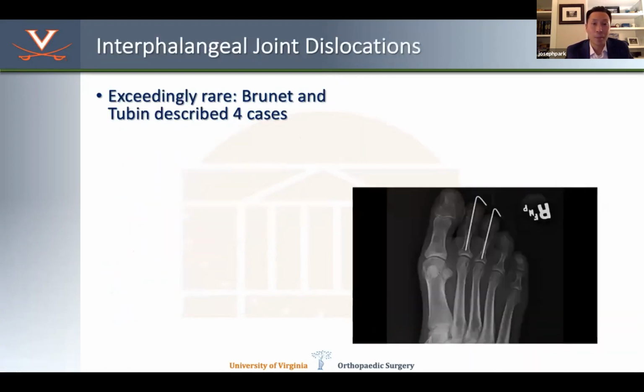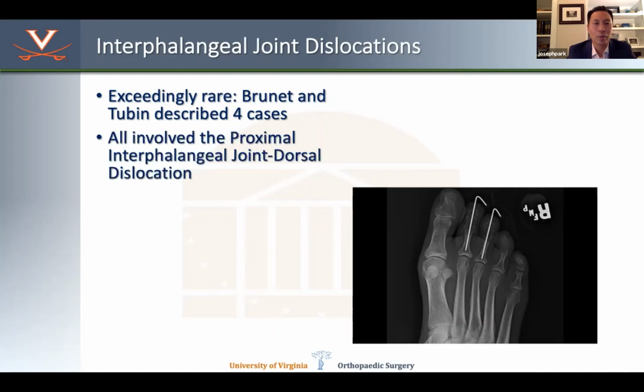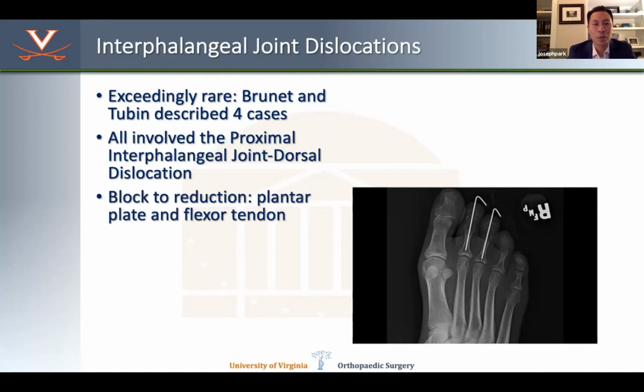And there's really not much else about MTP dislocations, surprisingly. You'll see chronic things in people who have rheumatoid, but in athletes, you're not going to see that very commonly. And interphalangeal joint dislocations are even more rare. So Brunet and Tubin described only 4 cases in their series. All of them involved the proximal interphalangeal joint and were dorsal dislocations. The block to reduction is always the plantar plate and sometimes the flexor tendon.